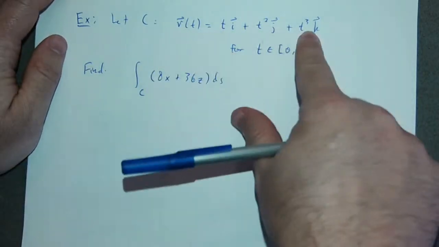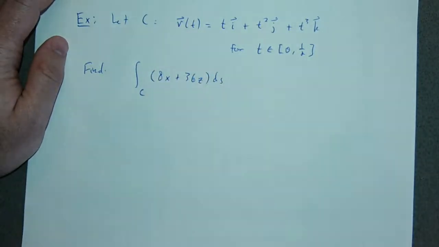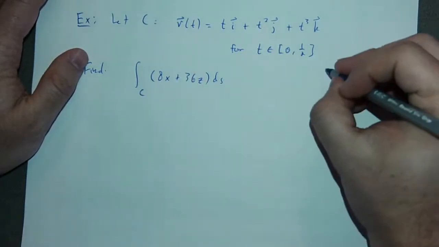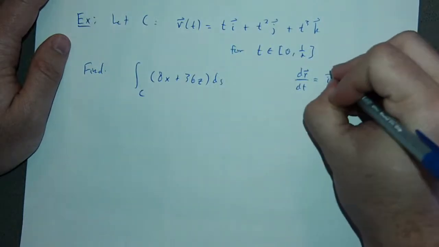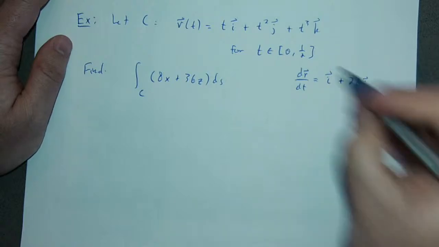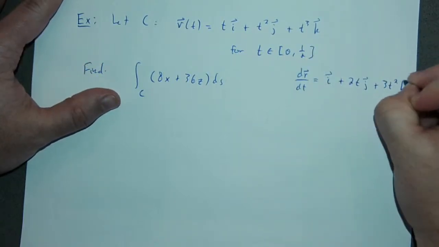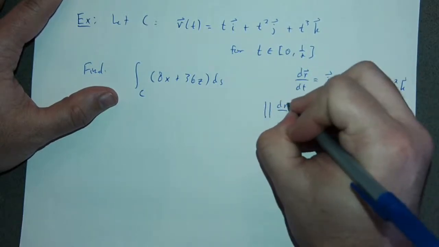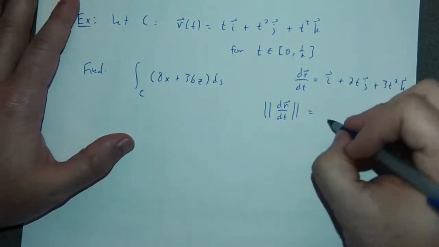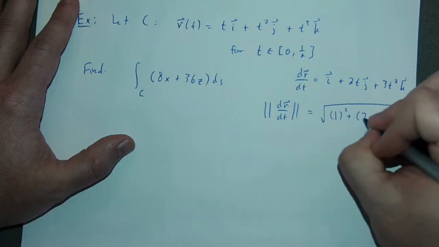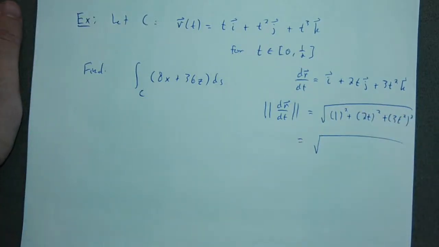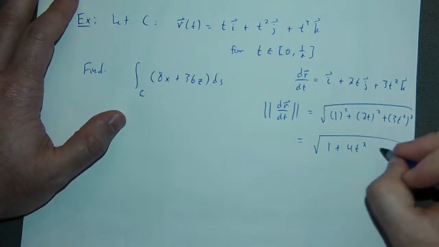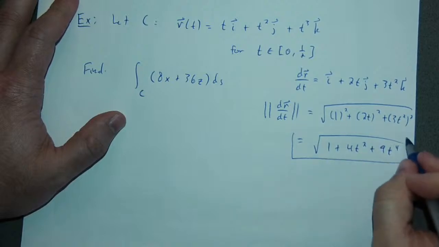All right, so again, we have the parameterization already. I don't need to even come up with it. I need to compute dr dt and the length of dr dt, and then I need to apply that to my definition here. Okay, and so what is dr dt? So dr dt is i plus 2tj plus 3t squared k. And so the length of dr dt is equal to square root of 1 squared plus 2t squared plus 3t squared squared. And so this is square root of 1 plus 4t squared plus 9t to the 4th.